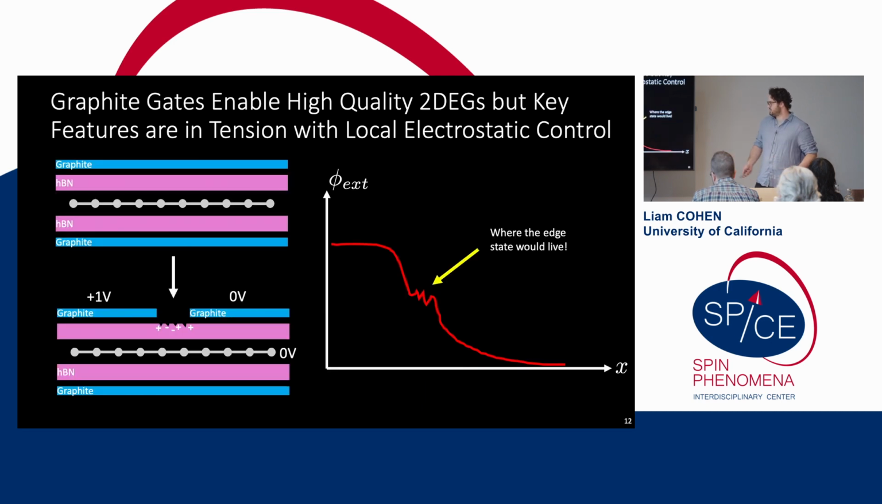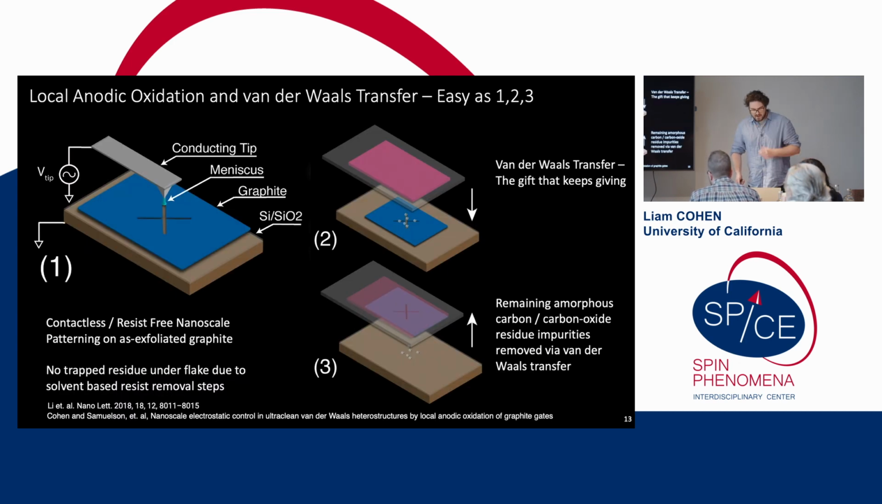So just to reiterate this point, if you try to remove it using standard nanolithography techniques, you're going to etch away the graphite, and you're going to leave some charge disorder potentially in a critical region. If you make a split gate device like this, if you try to define a gate-defined edge, you're going to have disorder basically at the critical junction where your edge state is going to live. So that's bad. So how do we do this?